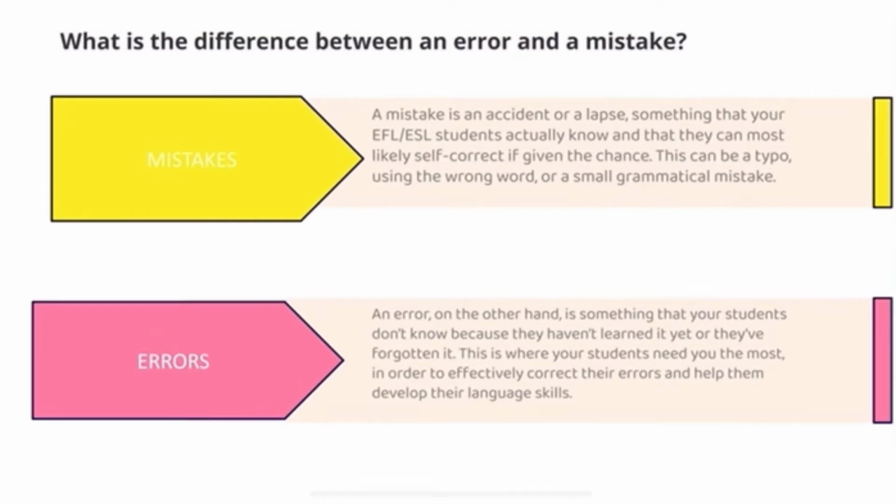What is the difference between an error and a mistake? A mistake is an accident or a lapse, something that your ESL students actually know and that they can most likely self-correct if given the chance. This can be a typo, using the wrong word, or a small grammatical mistake. But what is an error? An error, on the other hand, is something that your students don't know because they haven't learned it yet or they have forgotten it. This is where your students need help the most in order to effectively correct their errors and help them develop their language skills.